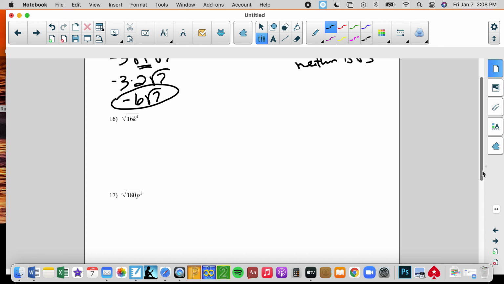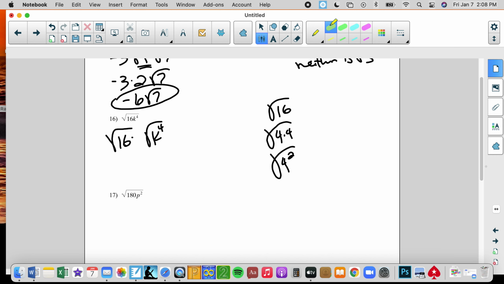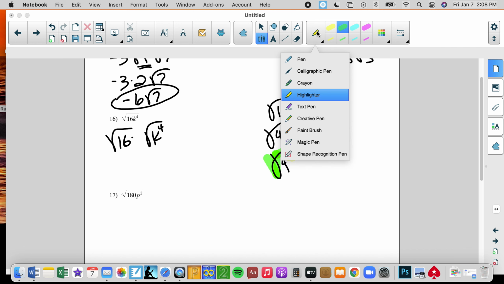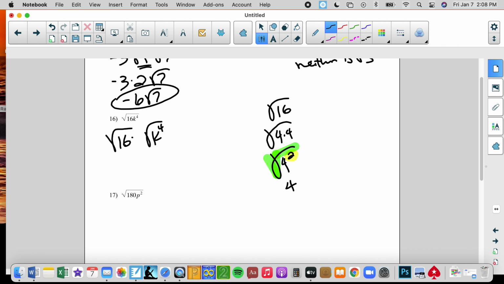All right, number 16, now we have our first variable. So we're going to deal with variables different than we're going to deal with numbers or coefficients. Variables are written in exponential form, k to the 4th. And remember, when we have rad 16, that could be written as 4 times 4 or 4 squared, and we like that. That was beneficial to us. The square got rid of the square root. And so those two cancel and you're left with the base.